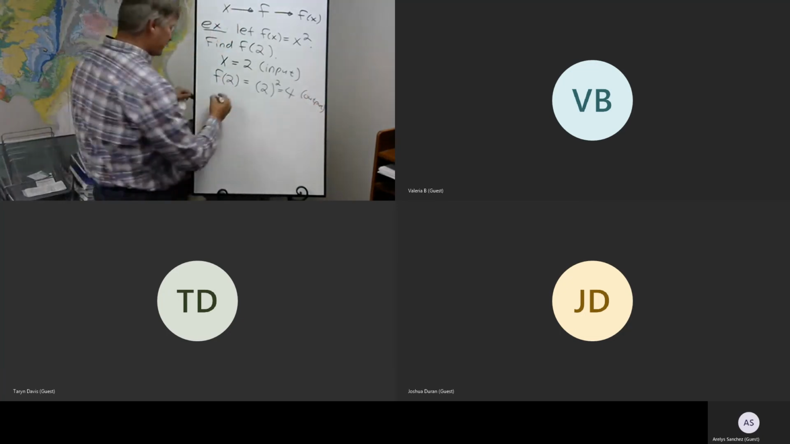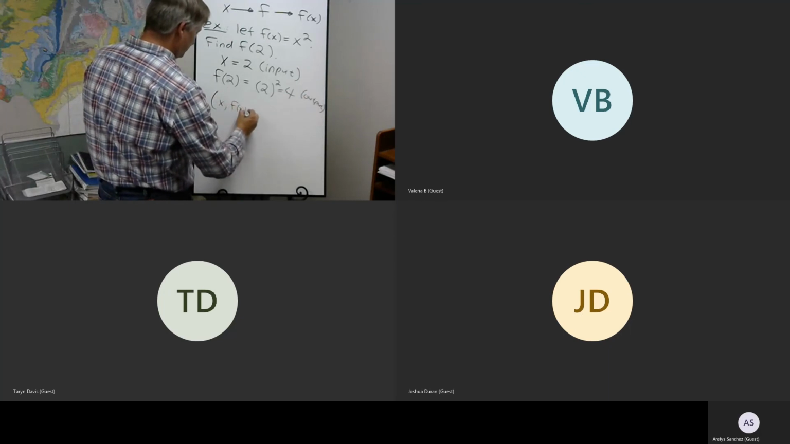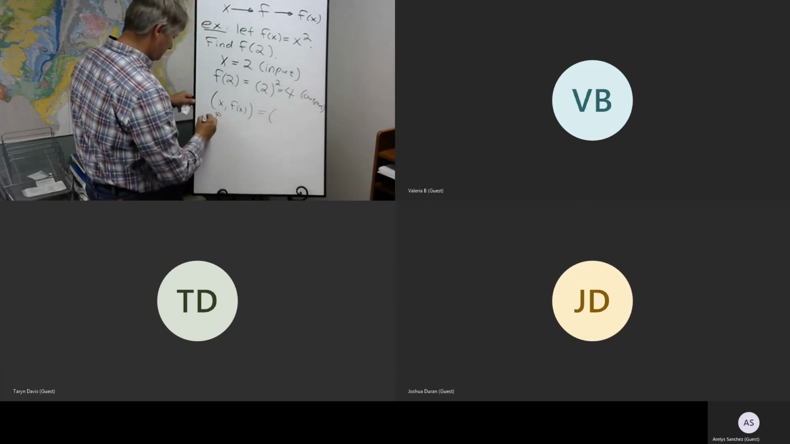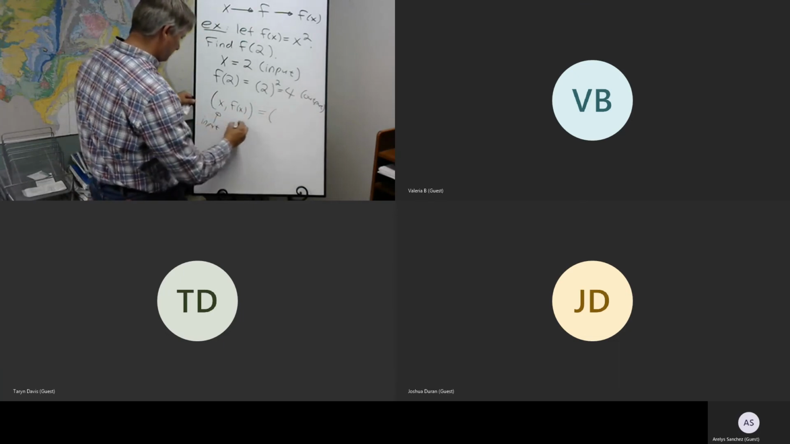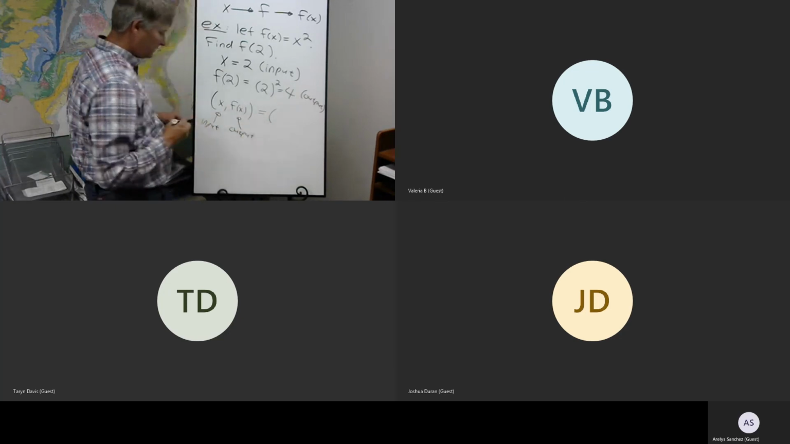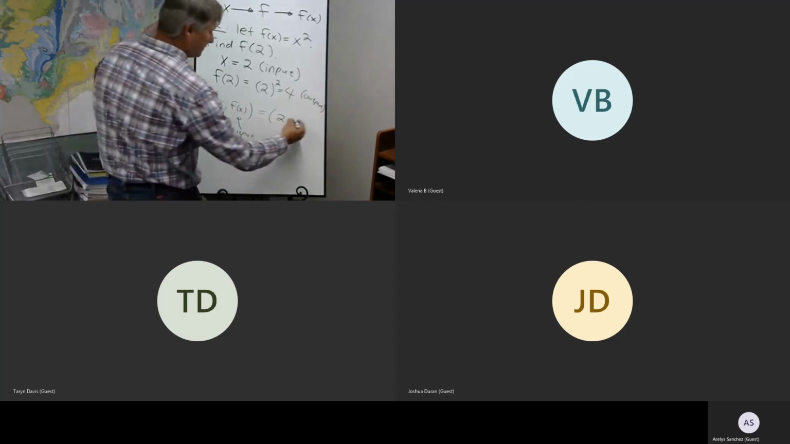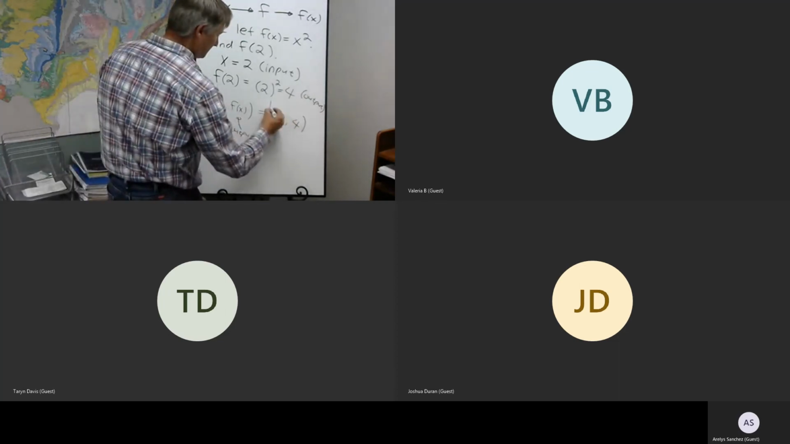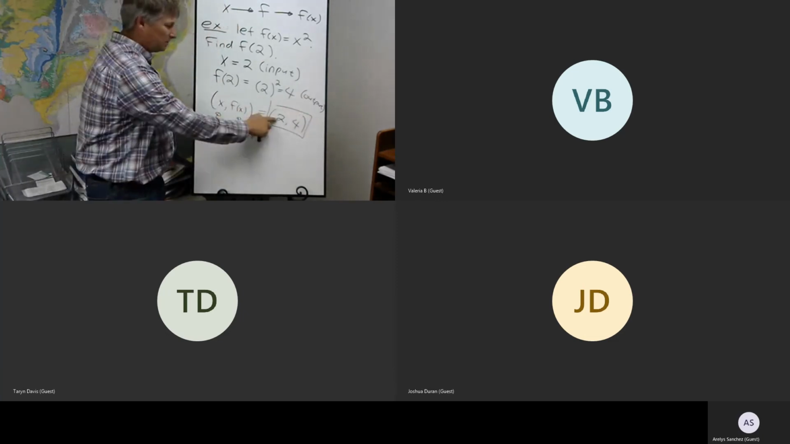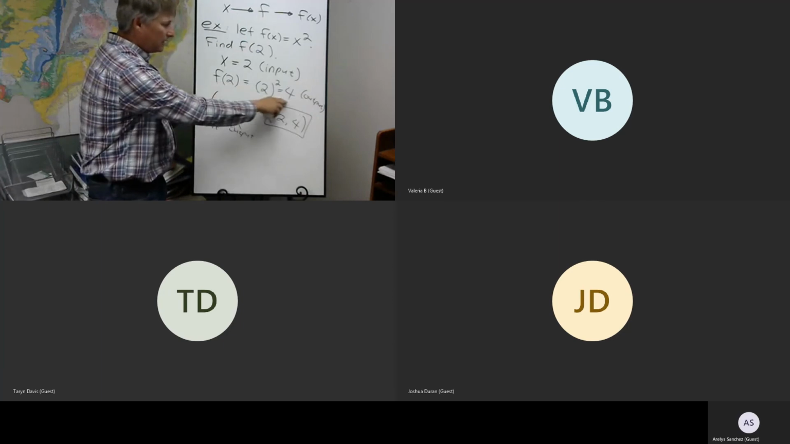So we get an ordered pair: input, output. Well, the input was 2. The output was 4. So input 2, the output 4. Or f of 2 is equal to 4.